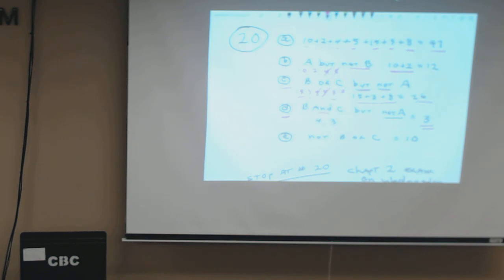And the last one, how many do not buy either products B or product C? Do not buy B or C. So I cover up the union of B and C, and I'm left with 10 that only buy A. Okay? Well, there you go.